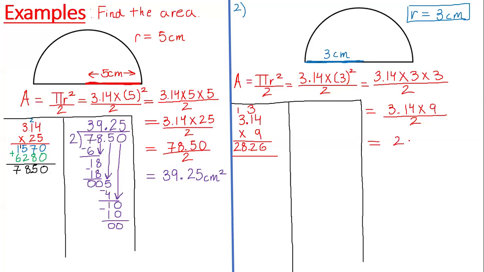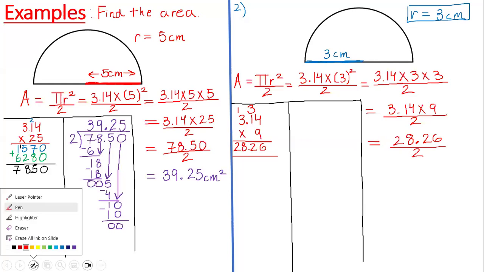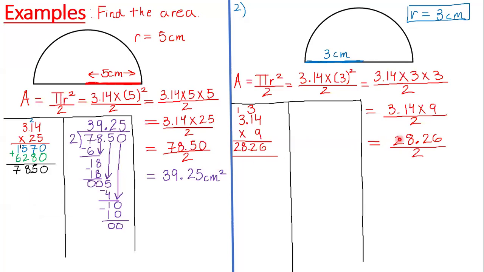28.26 all over 2. Very good. Mr. Petit, I keep hearing you say all over. Is that like a math term? Yeah, when I say all over, that means divided by.